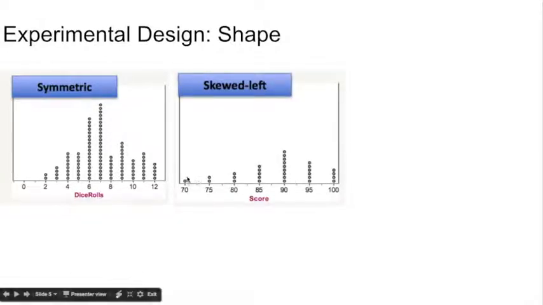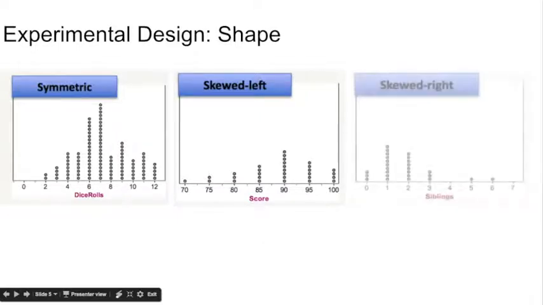Skewed left, as you can see here, the left side has a longer tail. Where the peak is, or I guess the center, you can see it has a longer side over here on the left. The same goes for this graph. Skewed to the right has the longer tail over here, as you can see.